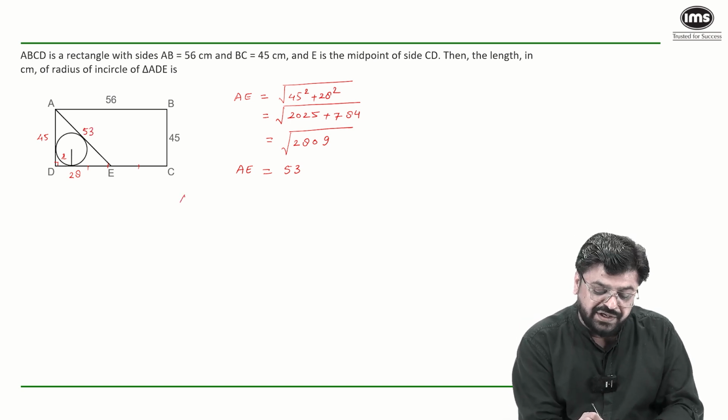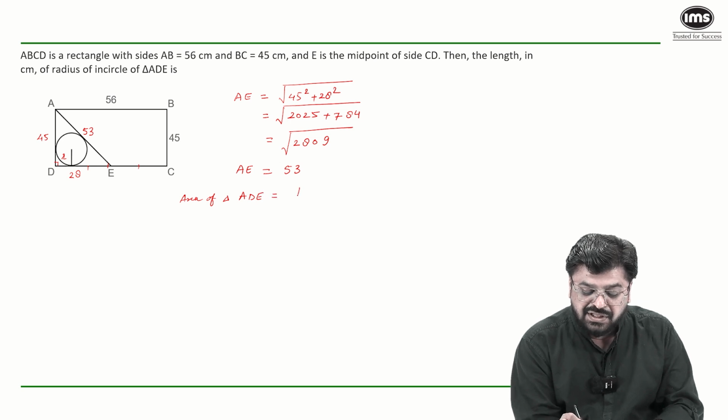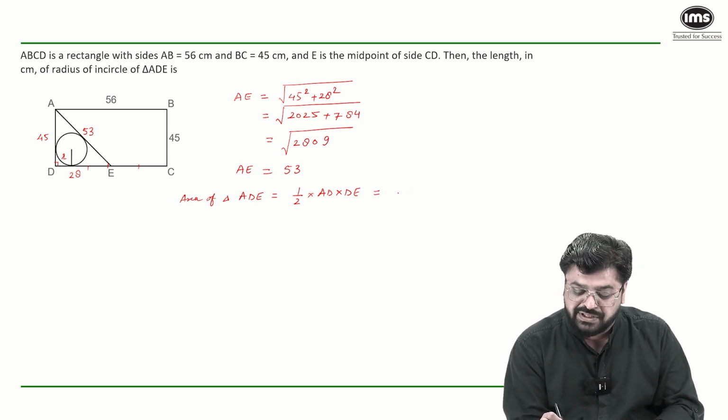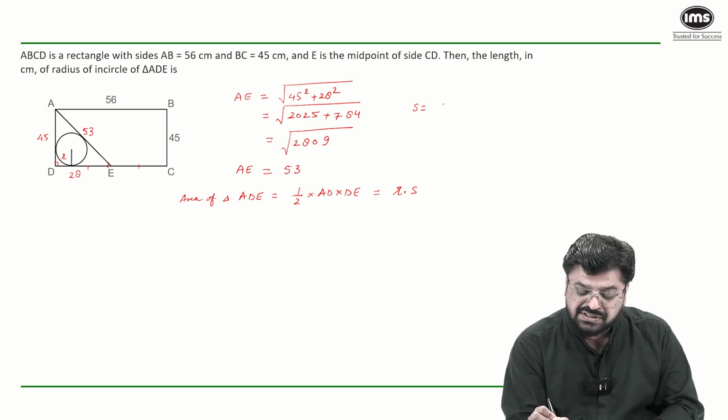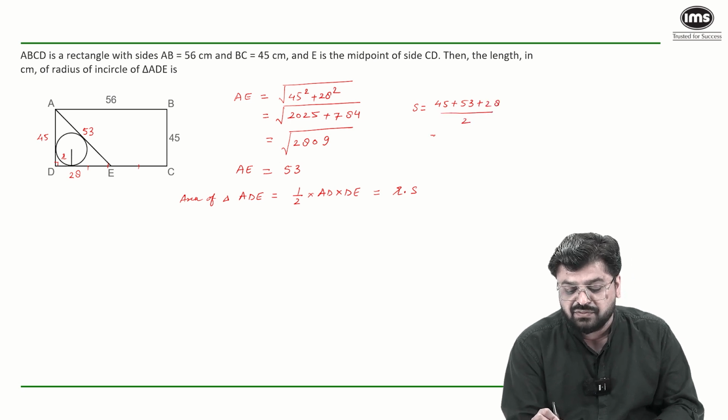Now we know that the area of triangle ADE is half into AD into DE, or the area of a triangle can also be calculated by this formula, which is inradius into semi-perimeter. What is the semi-perimeter? It is the sum of the three sides divided by 2, which is 45 plus 53 plus 28 by 2. So this is 126 by 2 or 63.